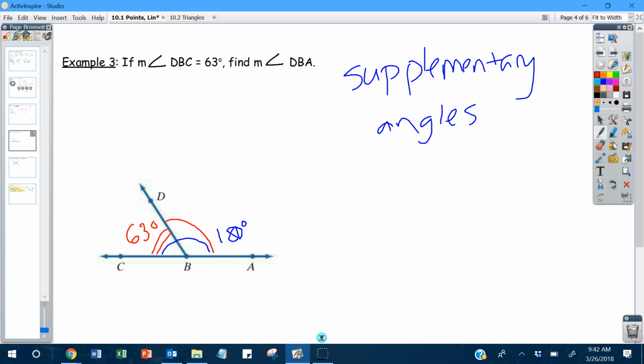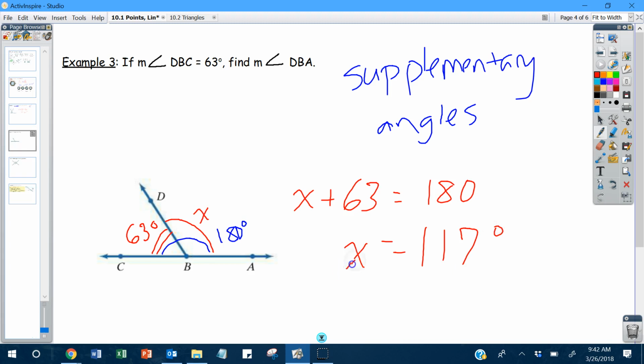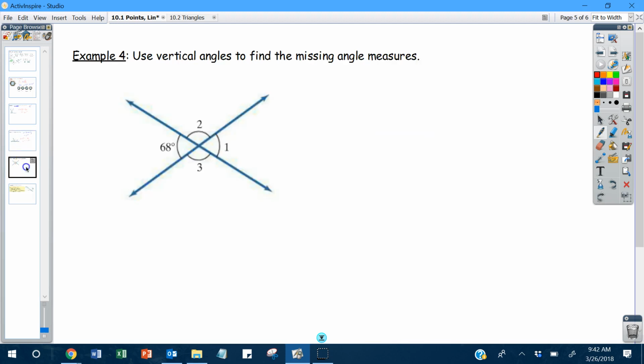So we'll do this problem kind of like we did the last one. I don't know what DBA is, so I'm going to add x plus 63 is equal to 180. x and 63 are the measures of supplementary angles. So if I do subtraction, then I get x is equal to 117 degrees, which is reasonable. It's some kind of obtuse angle. We can see it. It's pretty clear. So you've got your ideas of complementary angles, which add up to 90, and supplementary angles that add up to 180. We also have the concept of vertical angles.